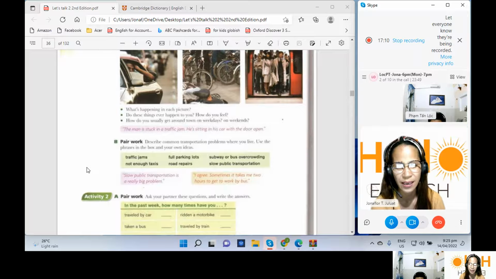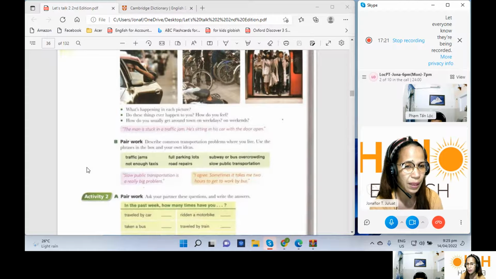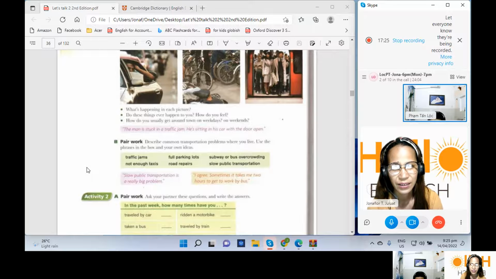Road repairs. Yes, road repairs are one of the common problems here in our city, because every time there is a road repair, there will be traffic jams. Okay. It's very normal in our country. You can see the traffic jam in Vietnam is so normal, and we meet it a lot of the time.